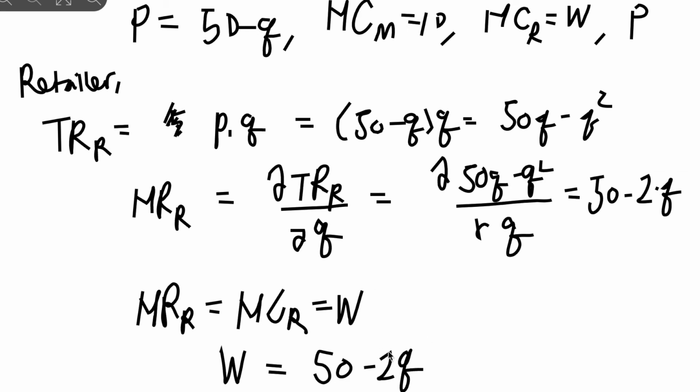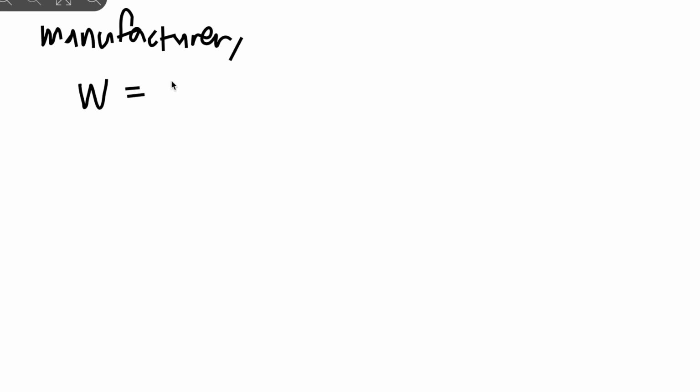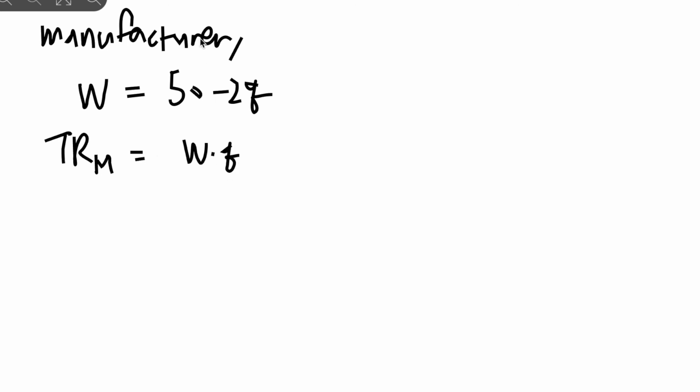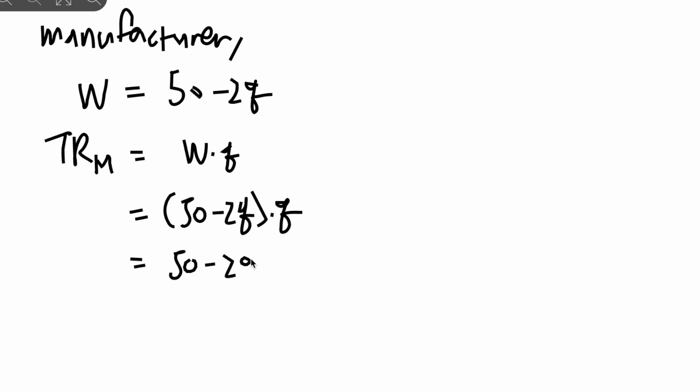Okay, so move on to the manufacturer side. The demand curve for the manufacturer is the price for the manufacturer, W, and that equals what we just found, 50 minus 2Q. Starting here, we do the same thing. The total revenue for the manufacturer equals the price times quantity, so we have 50 minus 2Q times Q, which equals 50Q minus 2Q square.